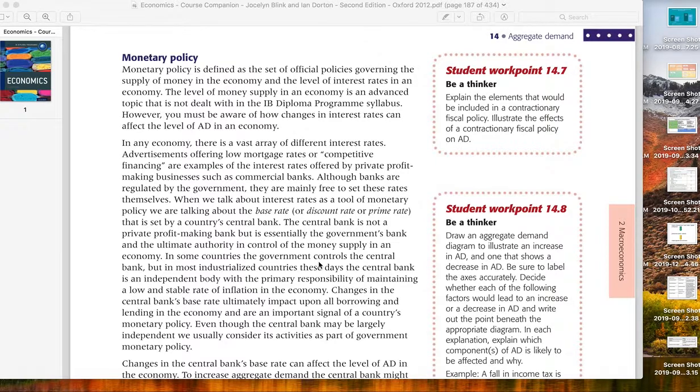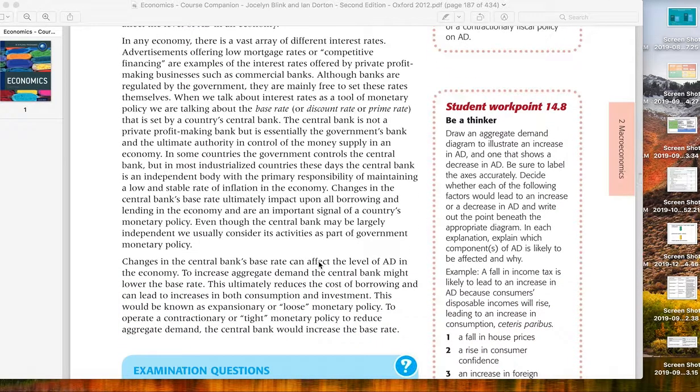Monetary policy is when you start looking at interest rates. The level of money supply in the economy is a pretty high topic, and we don't get into that in IB. It's just way above your grade here, okay? However, you have to be aware how interest rates can affect aggregate demand in the economy. In any economy, there's an array of different interest rates. Advertisements offering low mortgage rates or competitive financing, you hear about this all the time. Although banks are regulated by the government, they're usually quite free to set rates themselves.